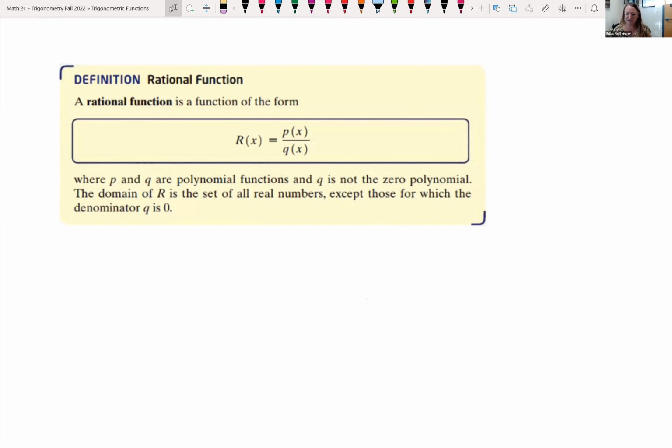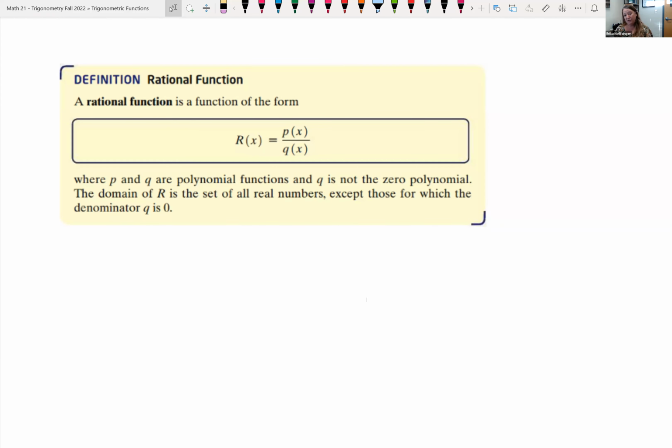And so a rational function is a function of the form r of x is equal to p of x over q of x, where p and q are polynomial functions, and q is not a zero polynomial. So we can't have values of q that set this equal to 0. It just can't be 0. The domain of R is a set of all real numbers, except those for which the denominator q is 0.